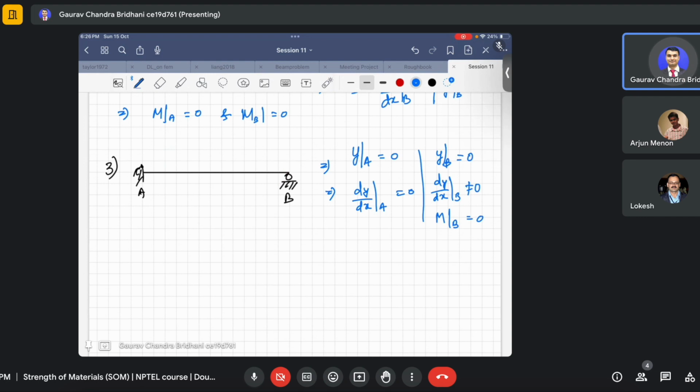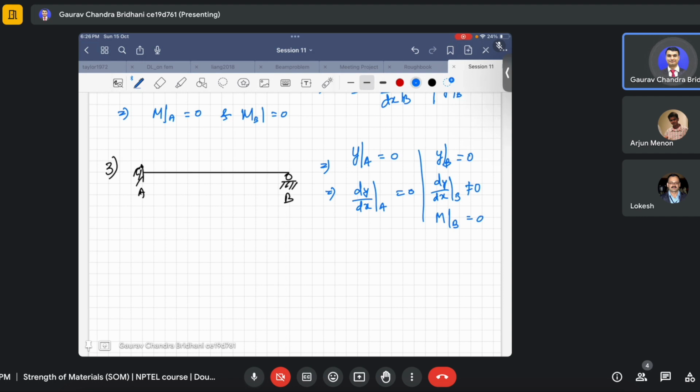So similarly we can have other different cases and we can assign different boundary conditions accordingly. Okay, and this is how we solved the problem last class, for this case, using the method called integration method or double integration method.